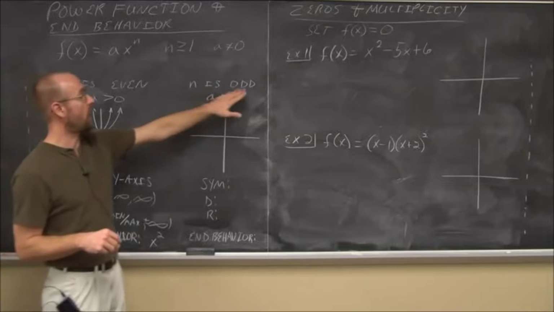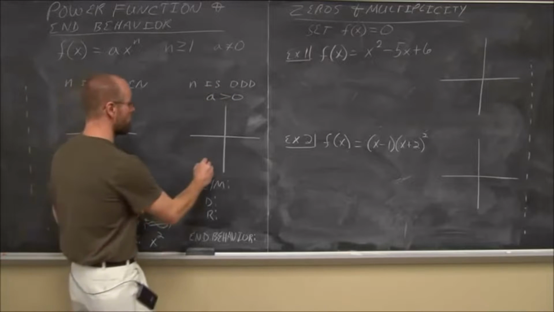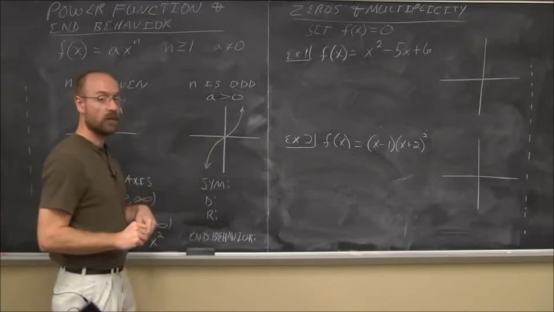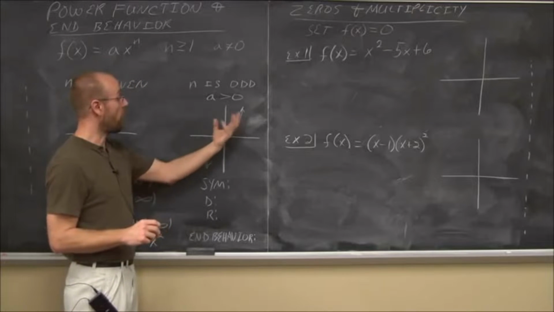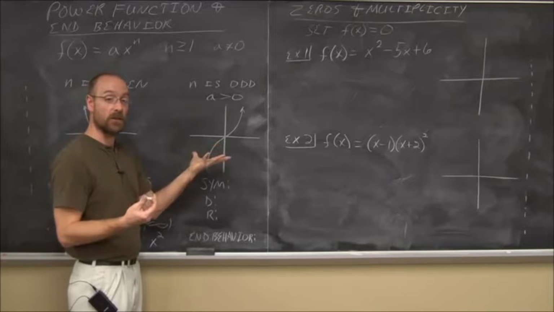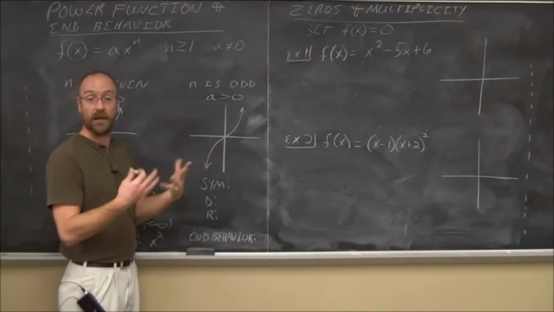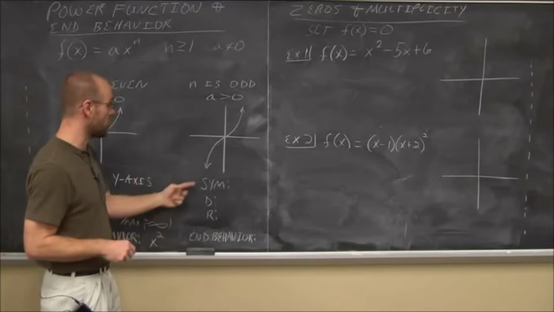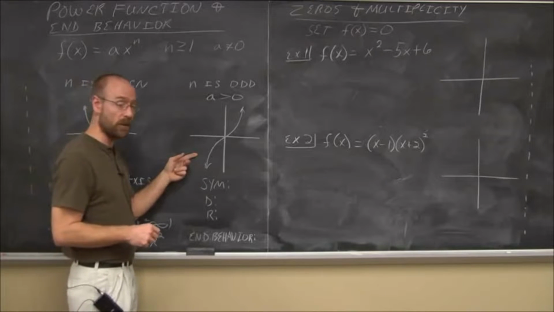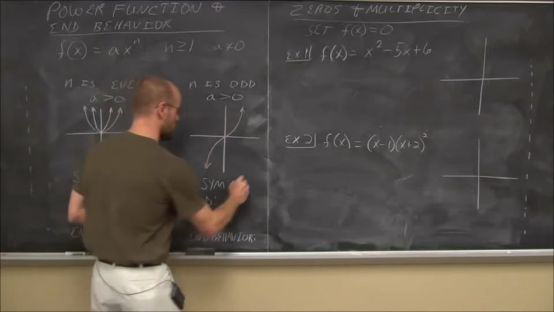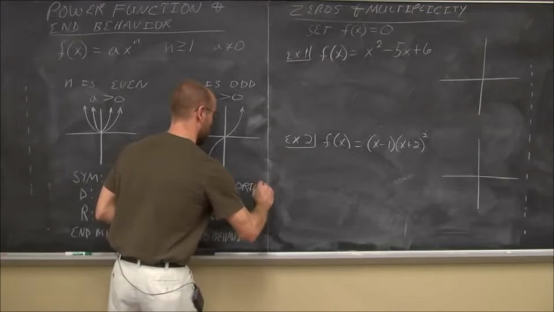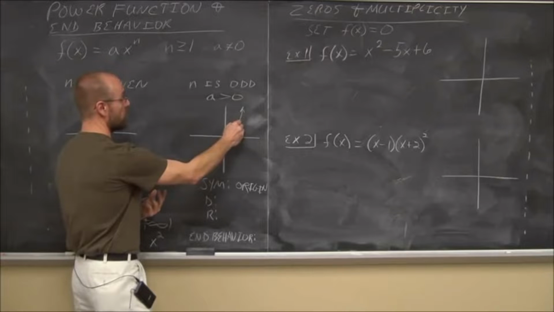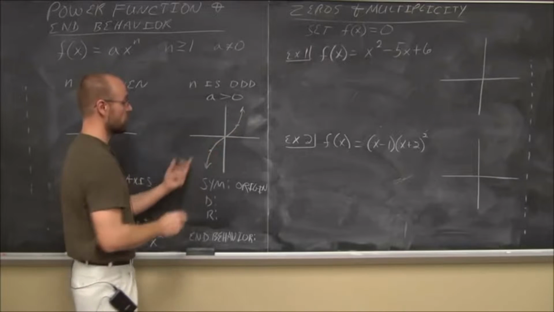What if n is odd? Well, if we recall our cubic function, because we know 3 is an odd number, it looks just like this. All of them are going to behave similarly if n is an odd number, if n is 5 or 7 or 9 or any higher ordered odd number. This has symmetry about the origin. So it's symmetric about the origin. Any point up here is reflected through the origin down here.